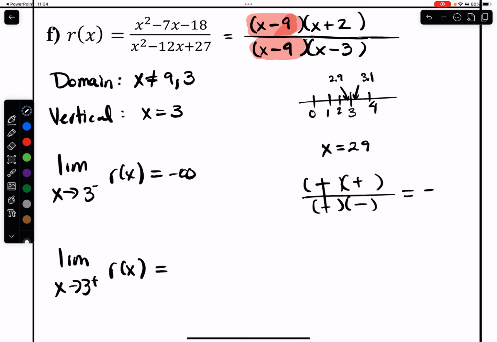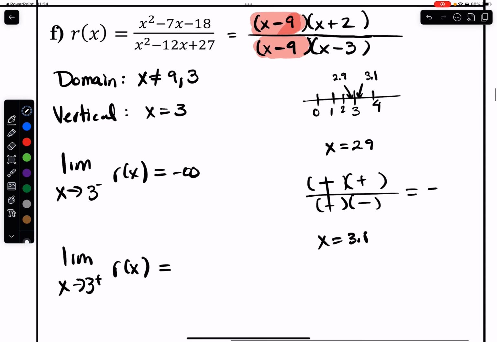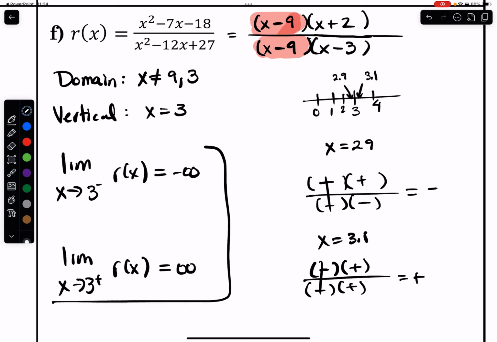And now for the right side, we'll test x equals 3.1. So that'll be negative on top. On the first factor, 3.1 plus 2 is a positive value. 3.1 minus 9, that's negative. And 3.1 minus 3, that's positive. So these become positive, no more negative, so positive infinity. So there are your limit behaviors.